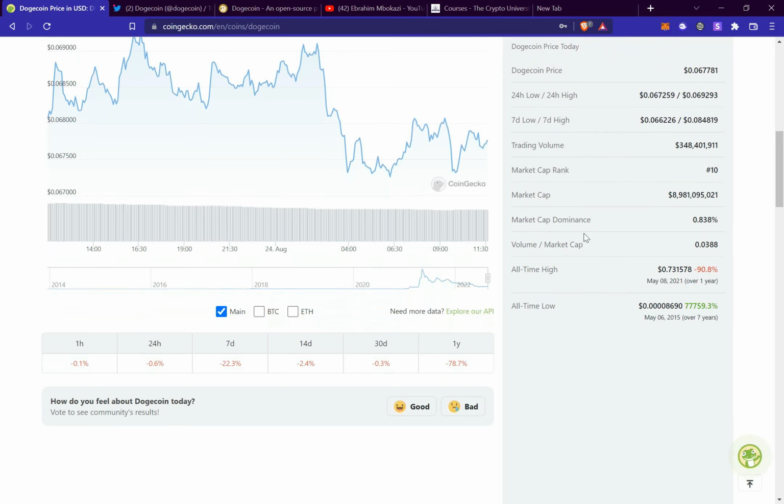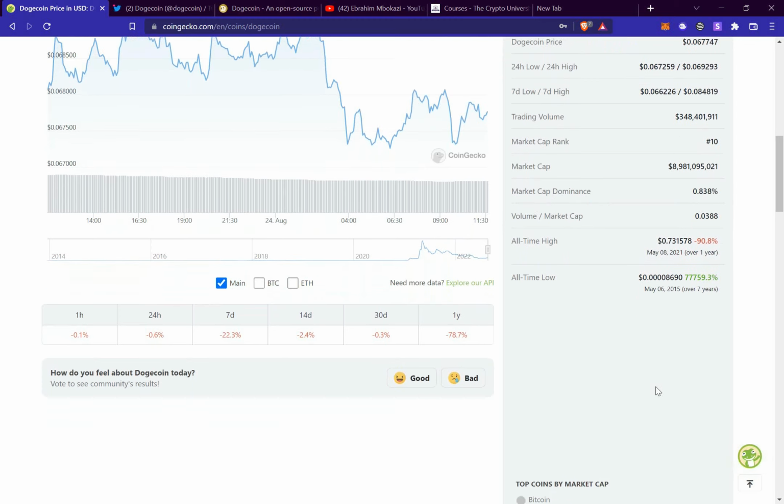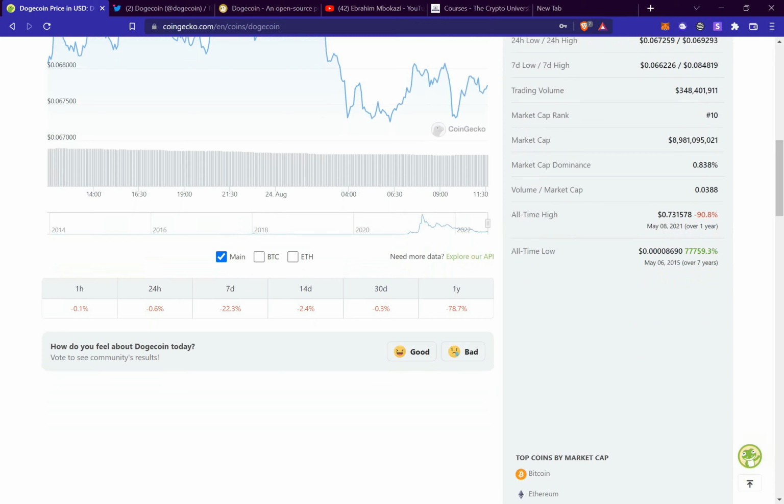Yes, and this is also important, the market cap dominance. Dogecoin has a market cap dominance of 0.83%, so it's not even at 1% as yet, which is quite a small percentage in the dominance within the market. Over here we can see the all-time high and the all-time low.